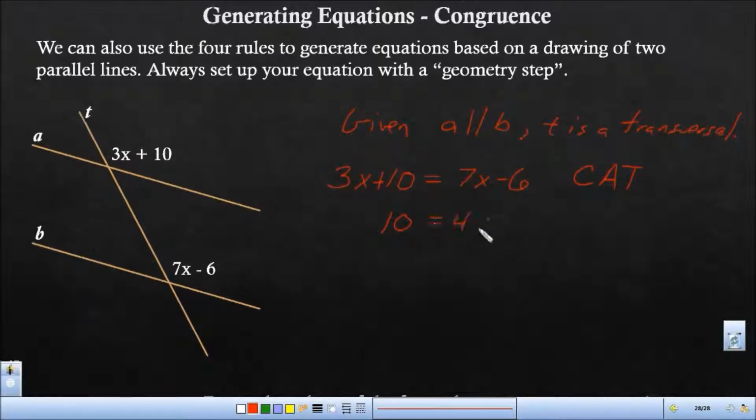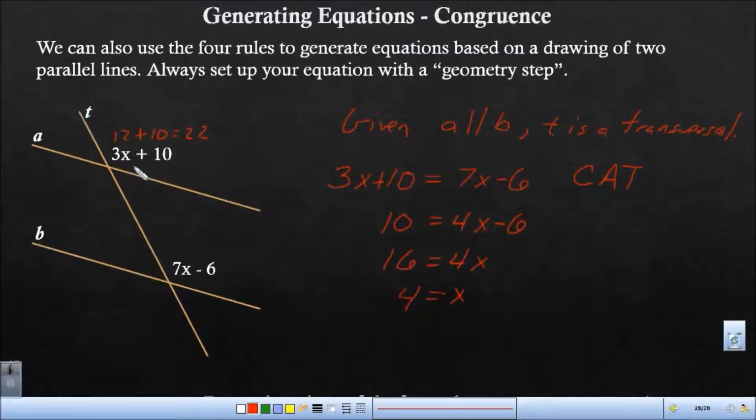We get 4x minus 6. We'll add 6 to both sides. We get 16. Okay, and we divide both sides by 4. We find out that x is 4. Alright, this is the CAT theorem. Check it real quick. 3 times 4 is 12, plus 10 is 22. That is clearly not a 22 degree angle.